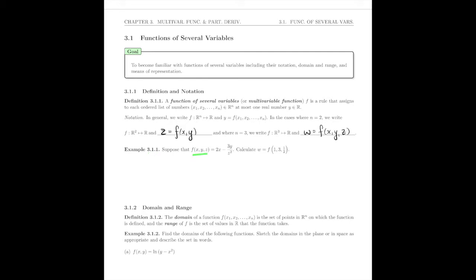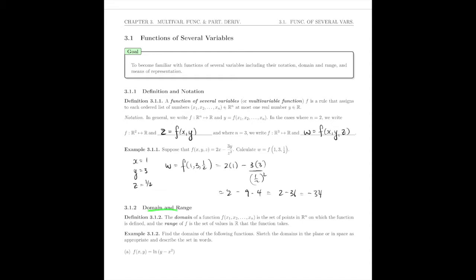So let's look at example 3.3.1. Suppose that f of (x, y, z) is equal to (2x minus 3y) over z squared, and we're asked to calculate w, which is f of (1, 3, 1/2). So this works exactly as you would expect it to. The values are given in order, so x is 1, y is 3, and z is 1/2. So w is 2 times 1, you just plug in the values, minus 3 times 3 over (1/2) squared, which gives us 2 minus 9 times 4, 2 minus 36, or minus 34.